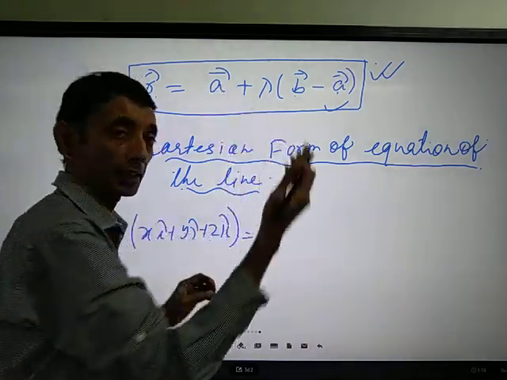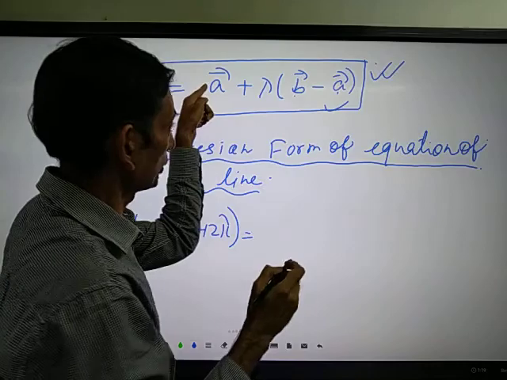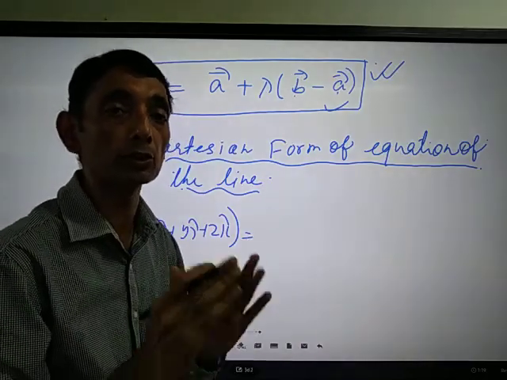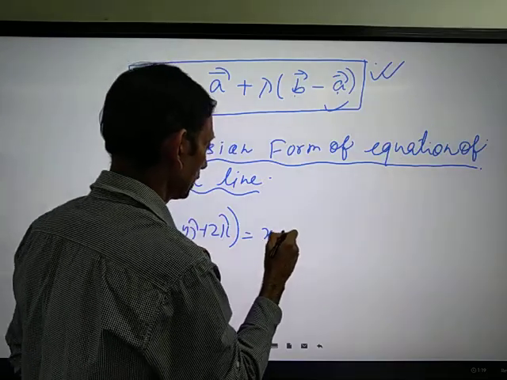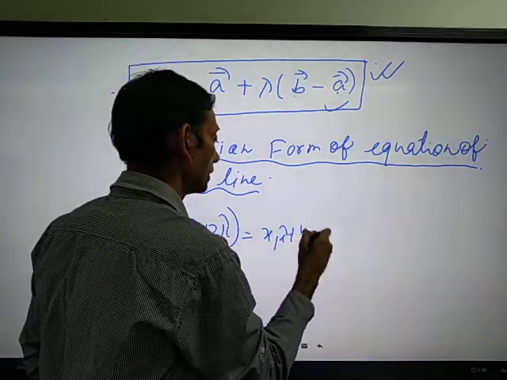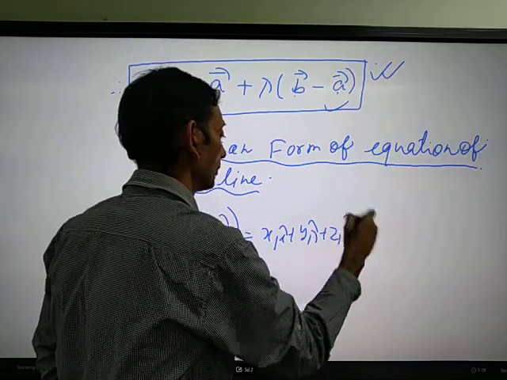Then similarly, A also I write in the component form. A is the position vector of the point A, and we should know the coordinates of A as x1, y1, z1. So A can be written as x1 i cap, y1 j cap, and z1 k cap.